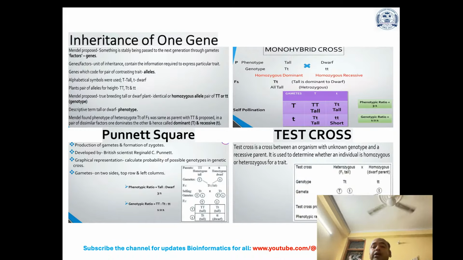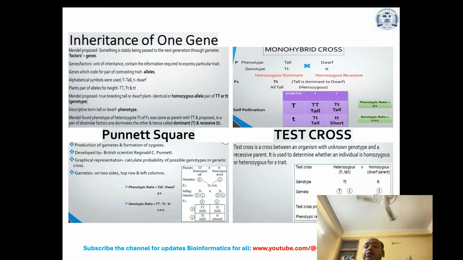Now it comes: what is a monohybrid cross? Here you can see this represents self-pollination, and this is basically representing the monohybrid cross. Then it comes to the test cross. A test cross is the cross between an organism with unknown genotype and a recessive parent. It is used to determine whether an individual is homozygous or heterozygous for a trait.